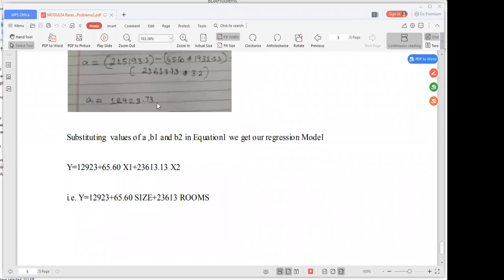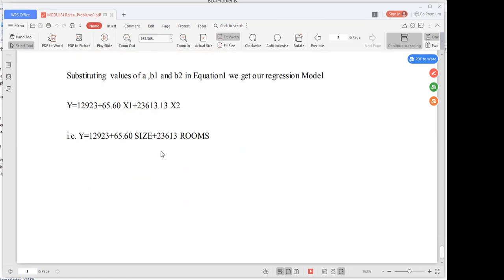Now to make a prediction, if in the examination the question asks you to predict the house price given the size and the number of rooms, you can substitute the size and the number of rooms and evaluate this equation, and you will get the house price. So here we have finished our linear regression model for predicting the house price. Is it clear?